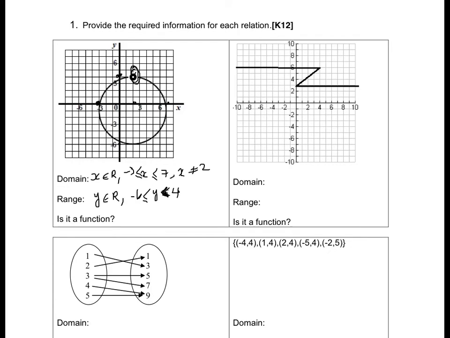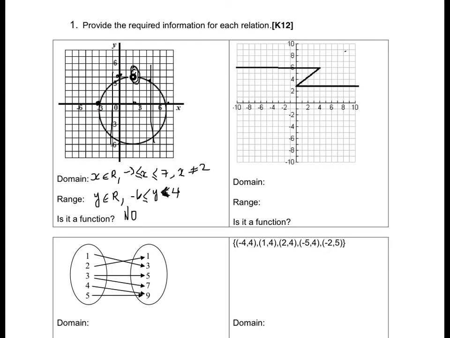The next part of the question is, is it a function? The answer is no, because if I draw vertical lines, you can see that the graph crosses the circle at more than one point, so this is not a function. And the reason is that it fails the vertical line test.